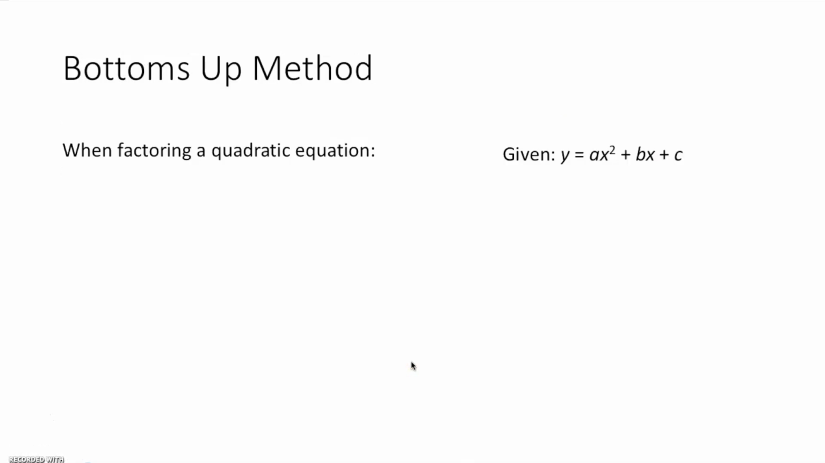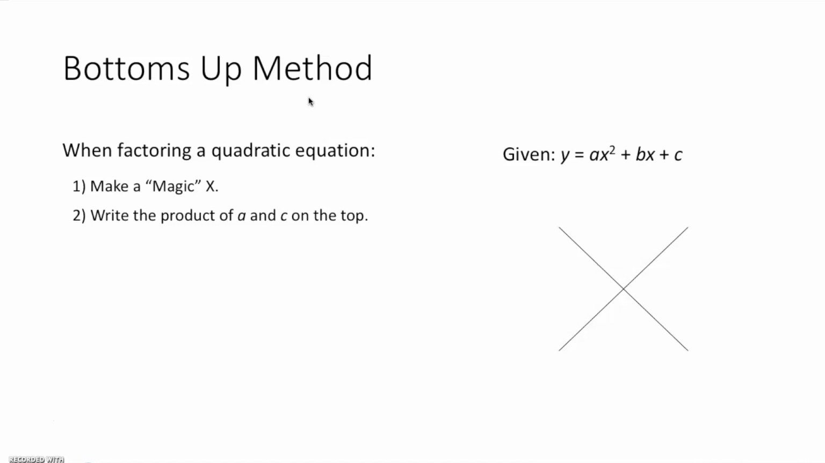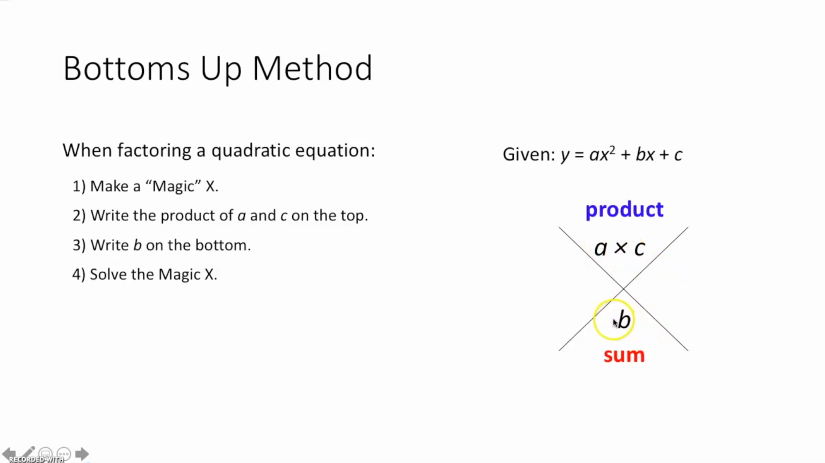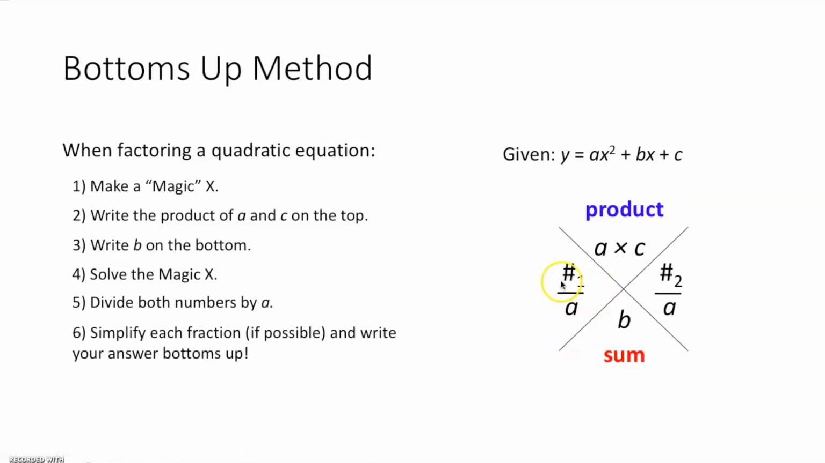Now let's quickly review the bottoms-up factoring method. Remember, anytime you're given a quadratic trinomial, ax squared plus bx plus c, the first thing you want to do is try to factor out a GCF, a greatest common factor. If you can't, or you do, then the next step is to use the bottoms-up factoring method, which involves creating a magic x, putting the product of a and c on top, so a times c goes on the top, and your b value goes on the bottom of the magic x. You then solve the magic x by finding two numbers whose product is a times c and whose sum is b. Once you find those two numbers, you divide each of them by your a value, simplify each of those fractions, and then write your answer going bottoms up.